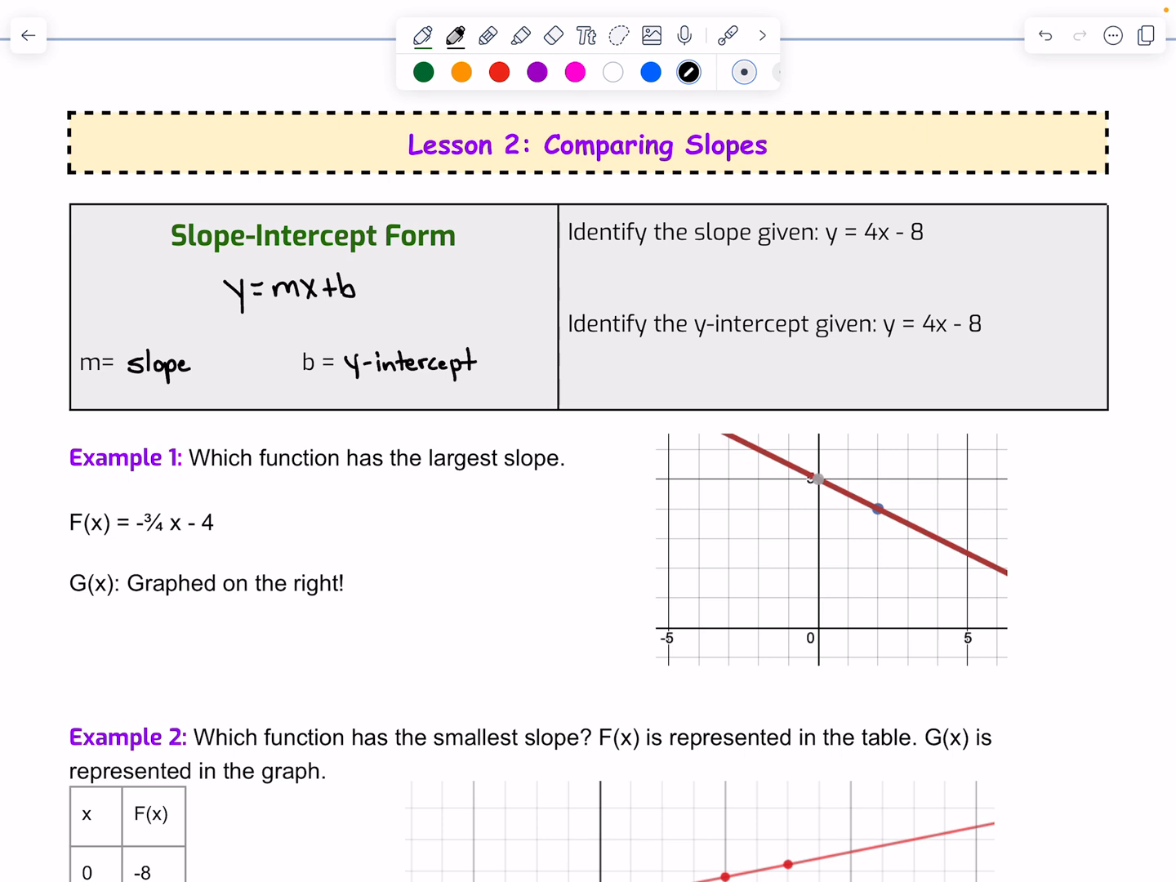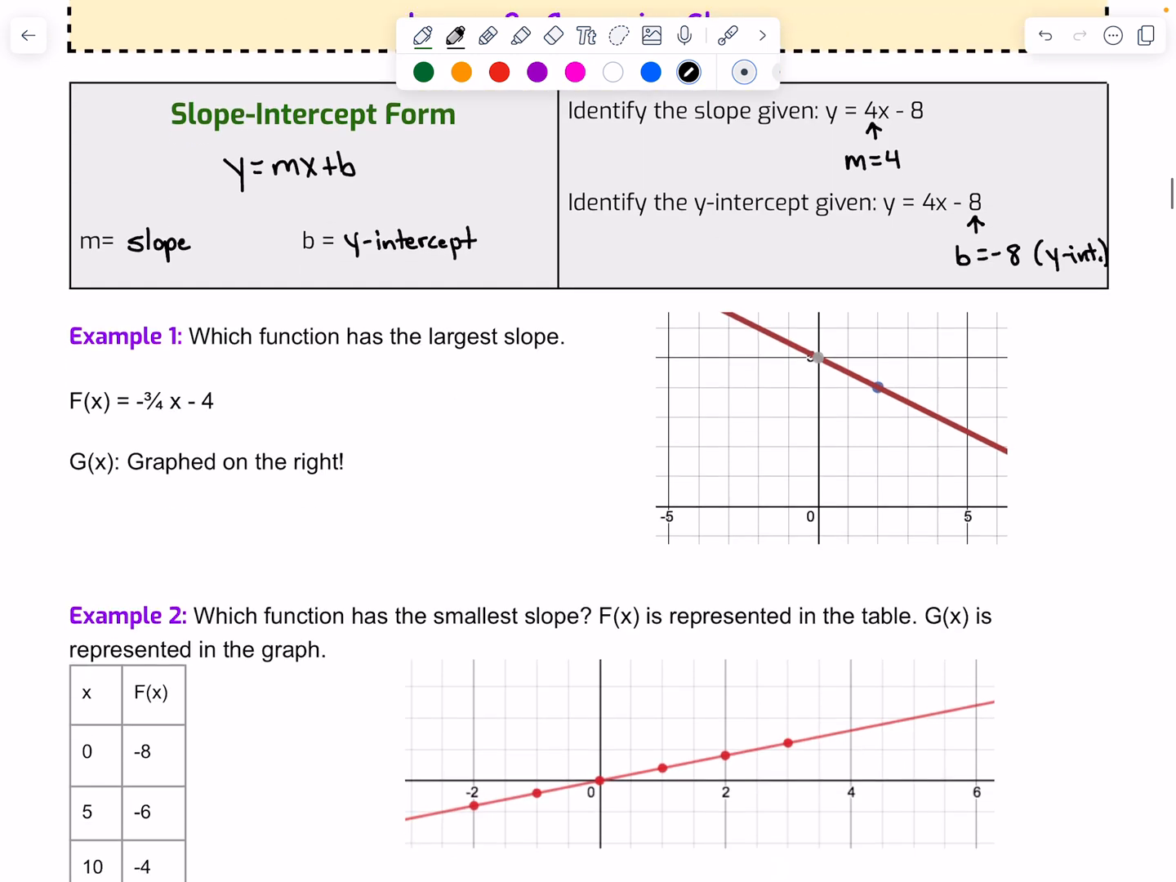This says identify the slope given y = 4x - 8. What's so nice about slope-intercept form is that when it's in that form, you can just pick out the slope, which is the number in front of the x. So in this case, the slope would just be 4. And when we need to identify the y-intercept, that's just the other number, the b value. So we'd say b = -8, which is our y-intercept.